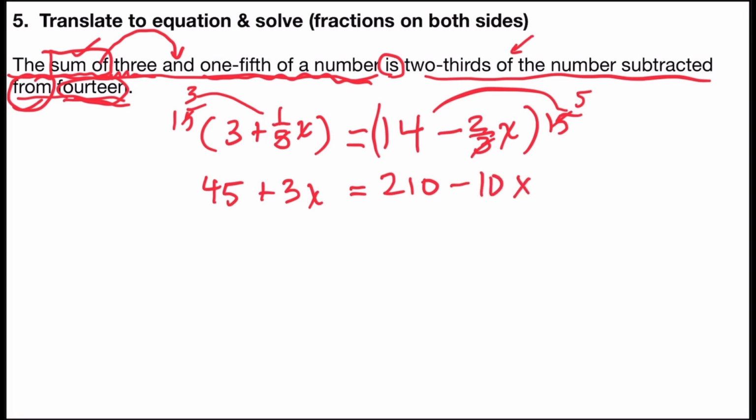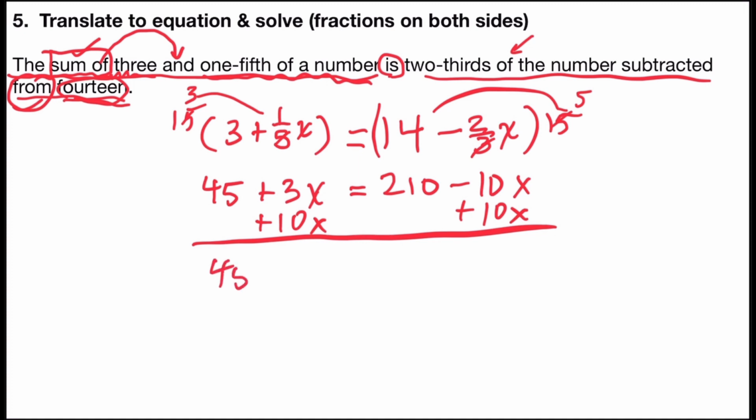So now I have to gather up my numbers on one side and my variables on the other. So I'm going to choose to add 10x to both sides in order to keep my variable term positive. 45, 3x plus 10x is 13x equals negative 10x plus 10x is 0. 0 plus 210 is 210. Now I have a two-step. Subtract 45 from both sides, divide by 13.